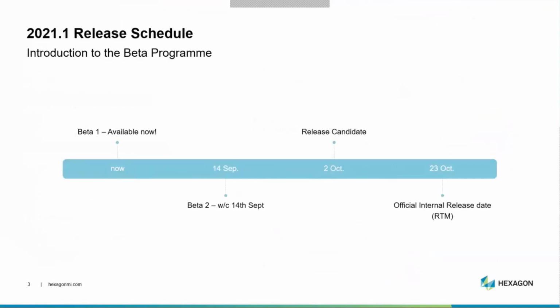So the beta program is active now. This is our release schedule. So beta 1 is now available and beta 2 will be released imminently. It's going to be released next week, in the first half of next week, so watch out for that. We'll release the release candidate at the beginning of October, ready for the official internal release, which we call the RTM, stands for Release to Manufacture, on the 23rd. So that's more of a hard deadline.